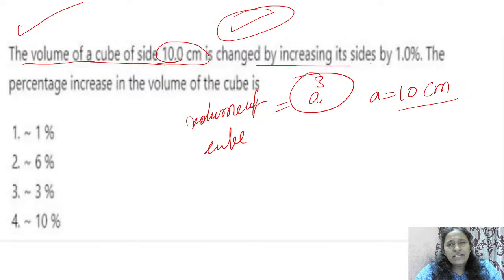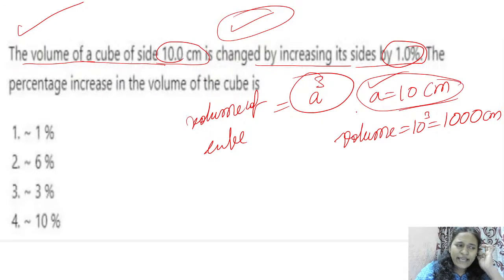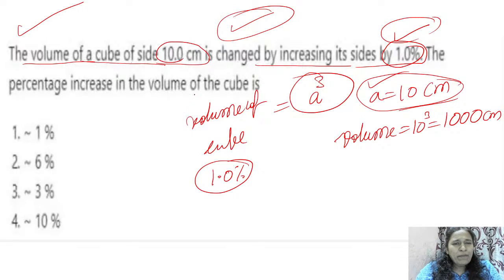It is changed by increasing its sides by 1%. Actually, what is the volume of the cube having sides 10 centimeters? Volume is equal to 10 cubed, right? That is 1000. Then it is saying the volume is changed by increasing its sides by 1%. First the sides are increased by 1%. 100% is the actual first side, 10 centimeters. What is 1% of 10?